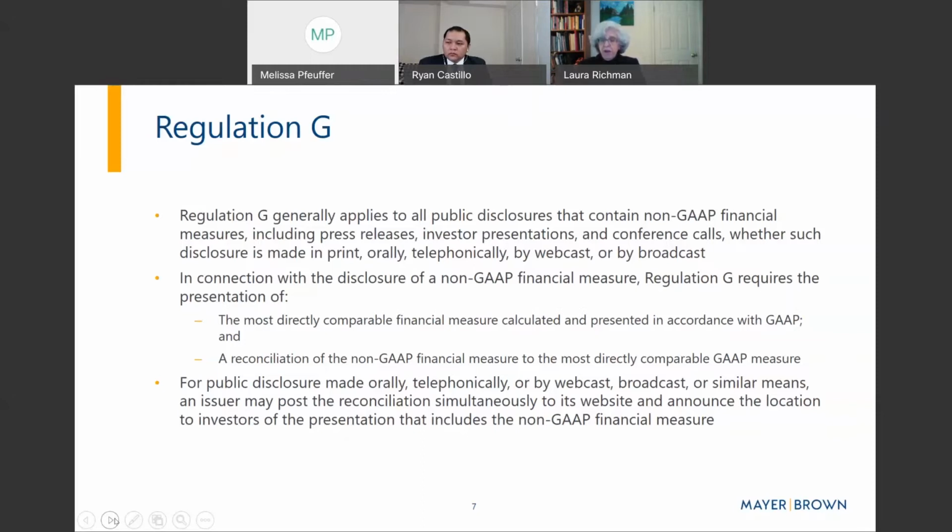But it also prohibits the non-GAAP financial measure, when taken together with the accompanying information, from containing an untrue statement of a material fact or omitting a statement that's necessary in order to make the presentation of the non-GAAP financial measure, in light of the circumstances under which it's presented, not misleading. Slide 8, please.